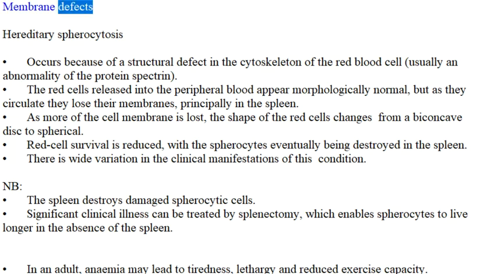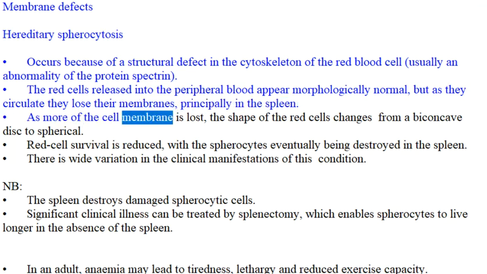Membrane defects. Hereditary spherocytosis occurs because of a structural defect in the cytoskeleton of the red blood cell, usually an abnormality of the protein spectrin. The red cells released into the peripheral blood appear morphologically normal, but as they circulate they lose their membranes, principally in the spleen.